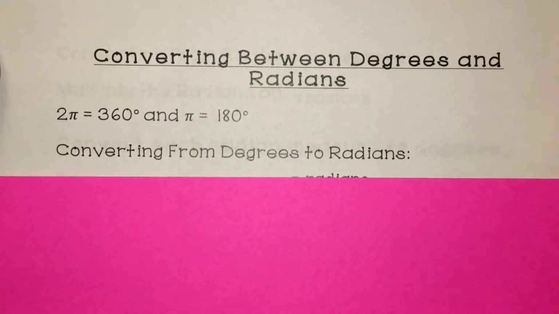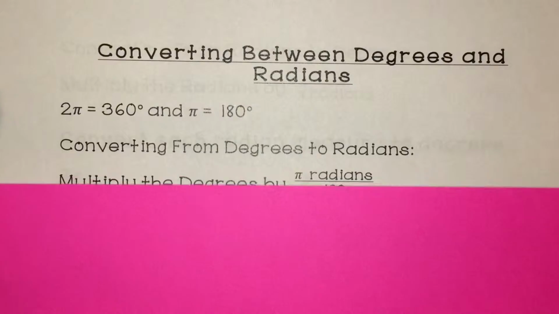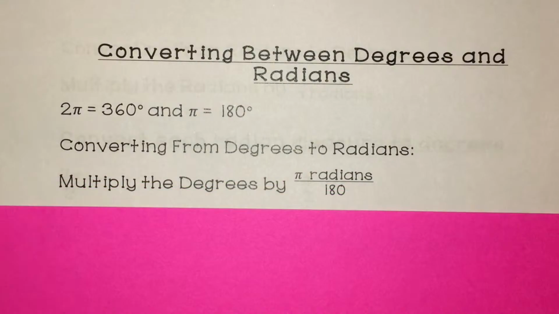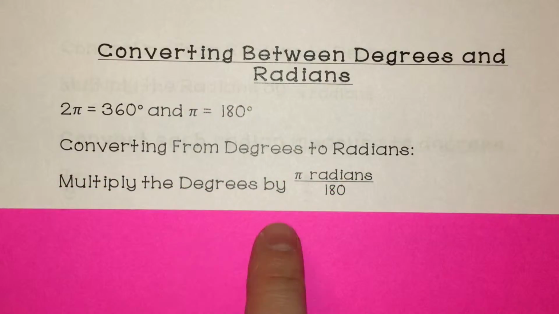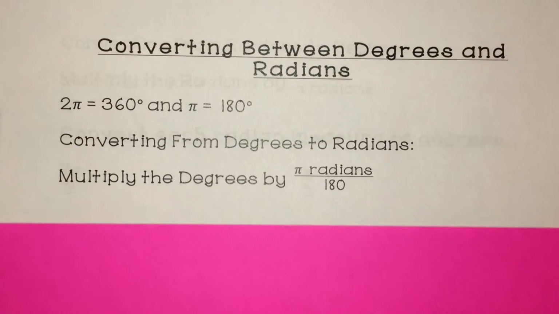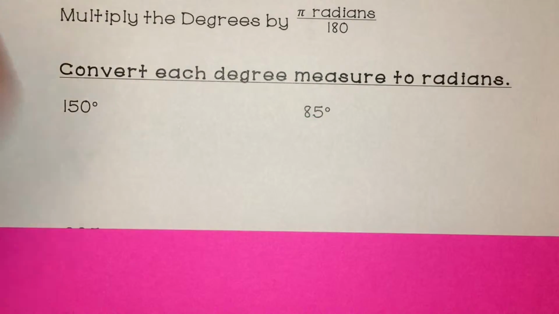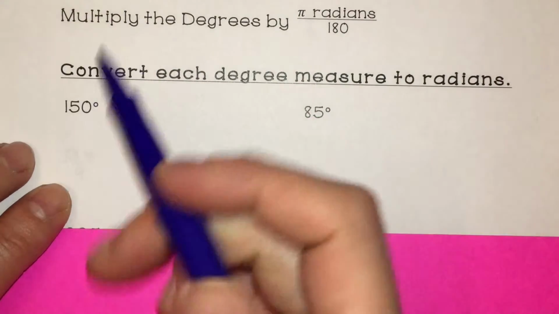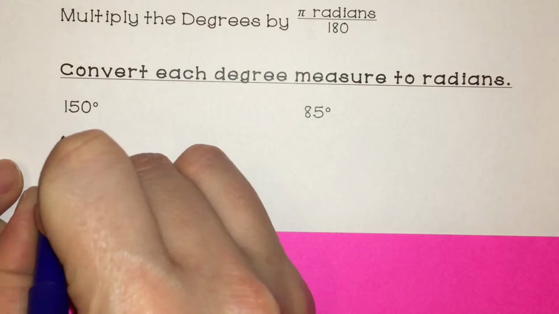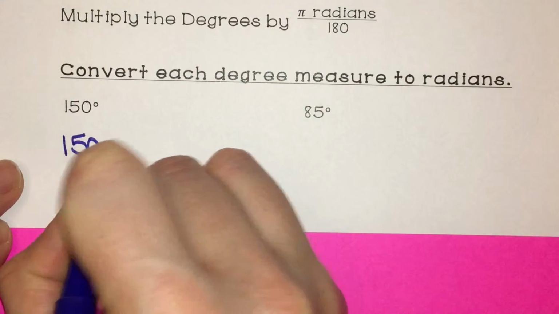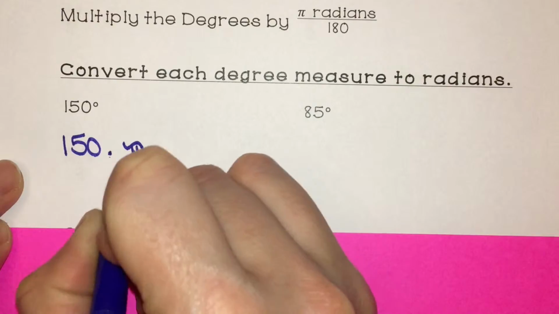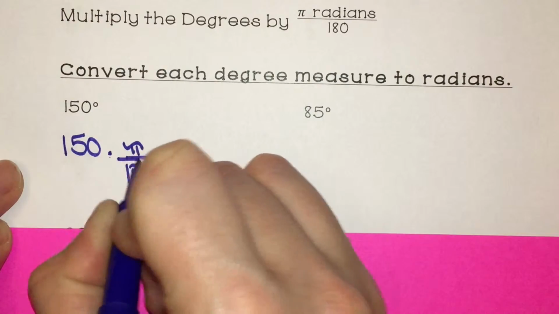So I'm just going to start by showing you how to convert from degrees to radians. You're going to multiply the degrees that you're given by pi radians over 180, or pi over 180. So we're just going to try a few together. On this first one, I'm going to take my 150 degrees and multiply it by pi over 180.